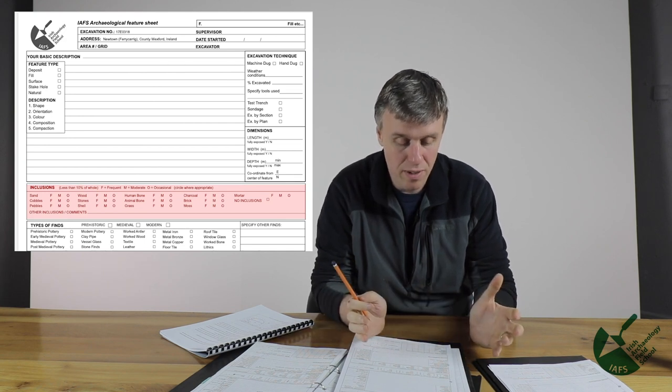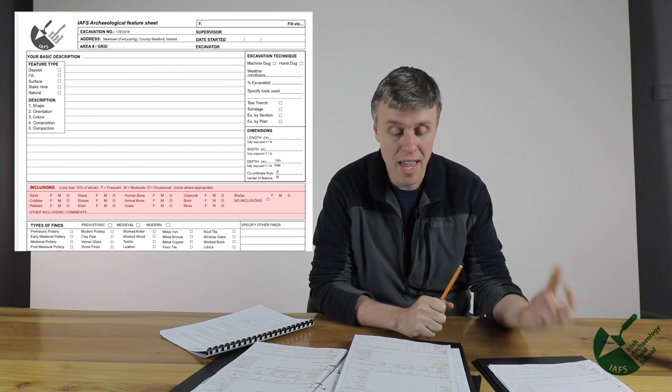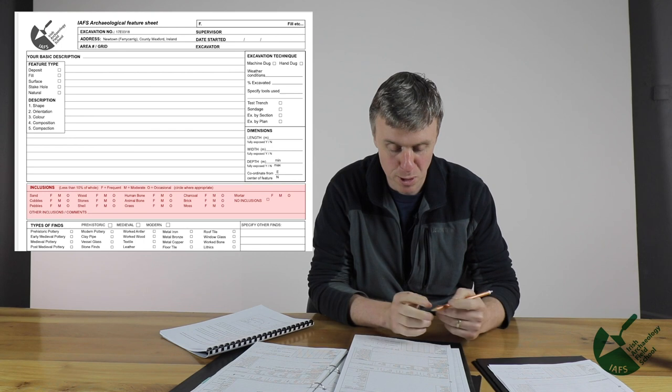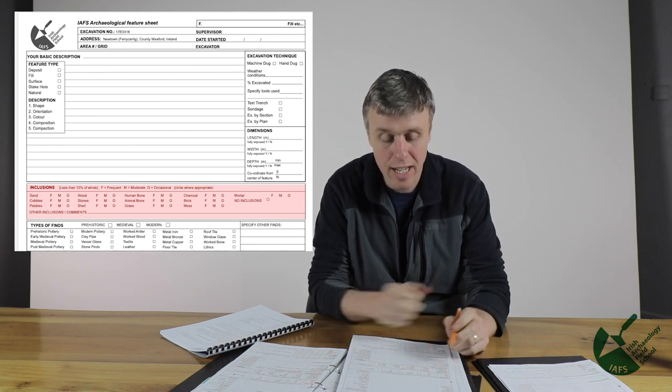So for argument's sake, if you think you're excavating a fill and the stone within it is more than 10%, then it becomes a stony clay or a stony sand. If it's less than 10%, it would be a sand with stone inclusions, okay? I know that sounds pedantic, but it's important in the greater scheme of things. After that, it actually gets quite simple.